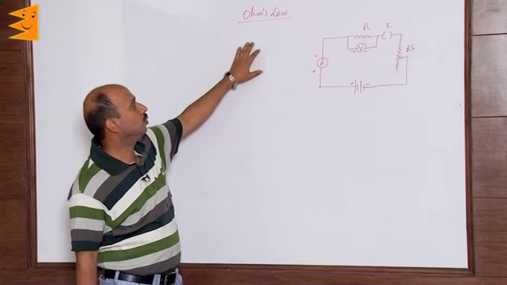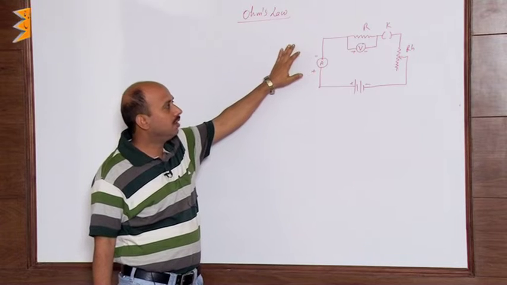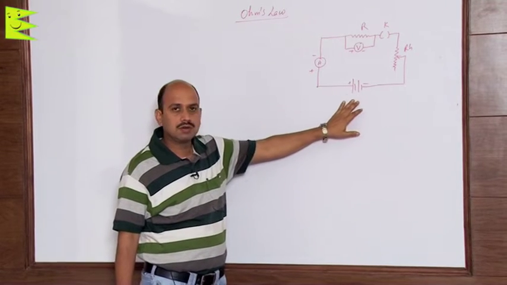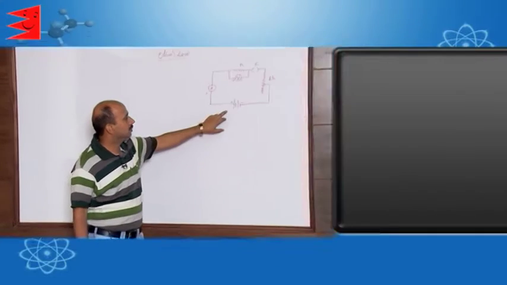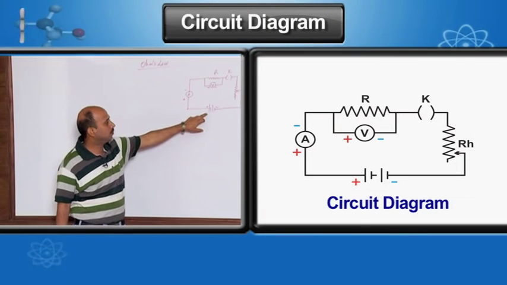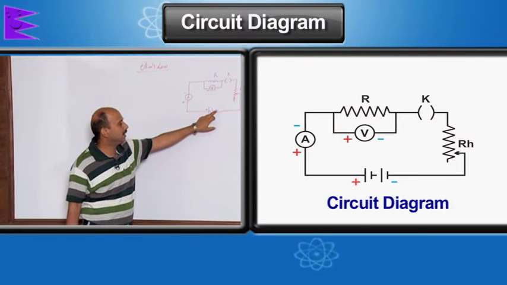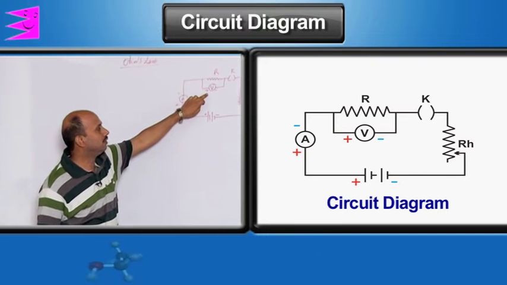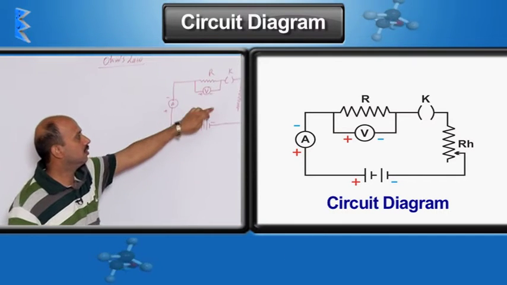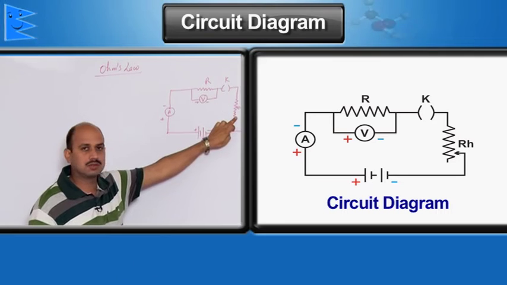Okay, we have stated Ohm's law earlier and we have made a circuit diagram for the verification of Ohm's law. Look at this diagram. It consists of a battery having positive and negative terminals, an ammeter, a voltmeter, a resistance, a key, a rheostat.